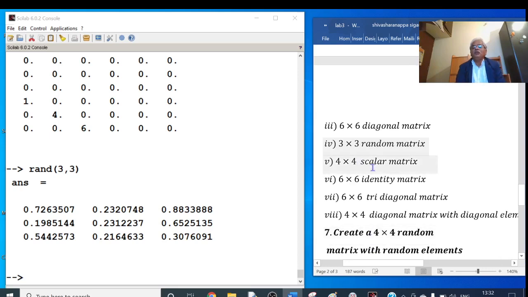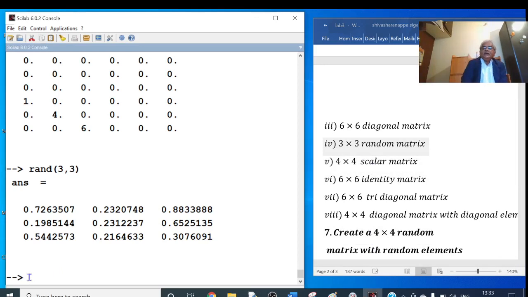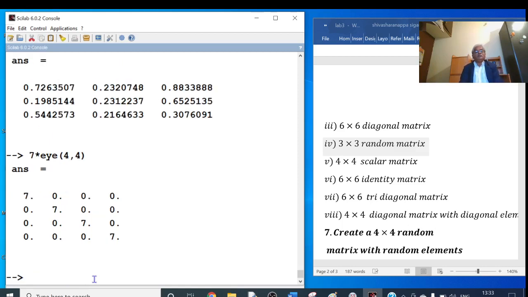Now a 4 by 4 scalar matrix. How to create a scalar matrix? It is an identity matrix where the diagonal elements are the same value, here 7. I can write 7 star EYE, bracket 4 comma 4. This creates an identity matrix of order 4 by 4, in which the diagonal elements are 1, 1, 1, 1. I am multiplying by 7, so all the elements on the diagonal become 7. This is the scalar matrix.